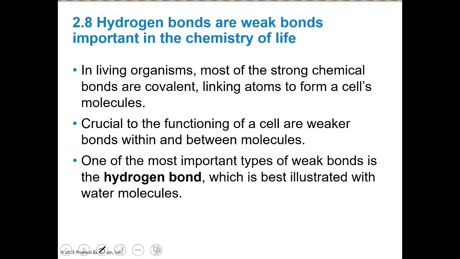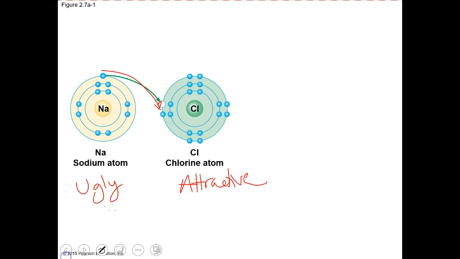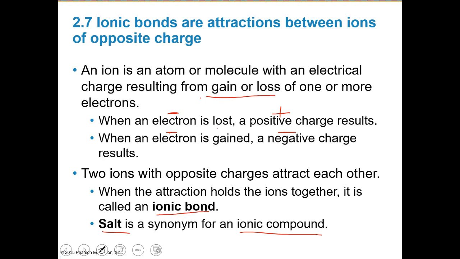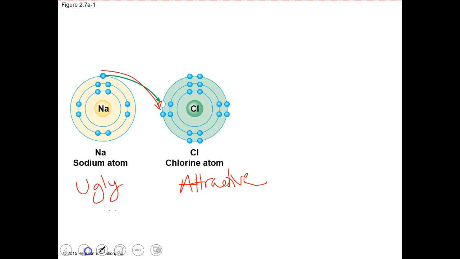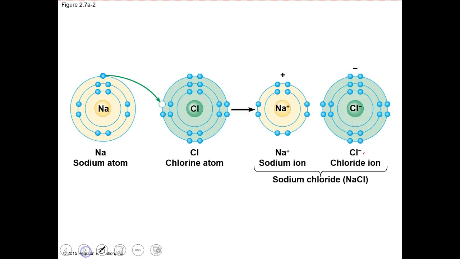Let's see, we can talk about this one just briefly, but in living organisms, most of the strong chemical bonds are covalent. Sharing is just a stronger bond than giving and taking, which is what an ionic bond is. We can go back to that, but the ionic bond is in fact a give and take relationship. One of them has to give something up and the other one has to take it. So it has to give that up and this one has to take it. Okay.